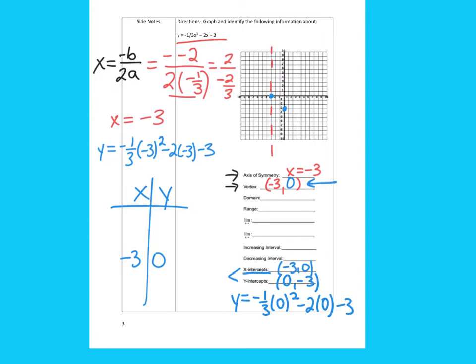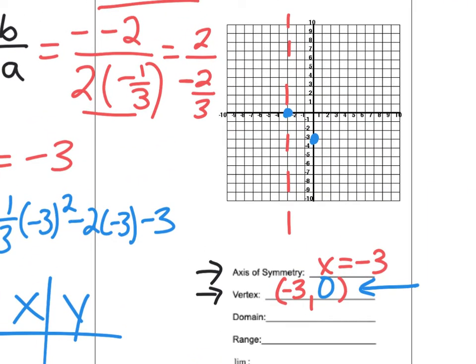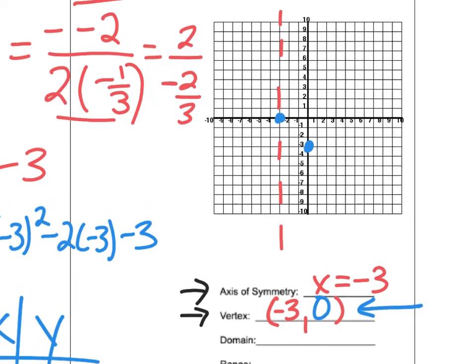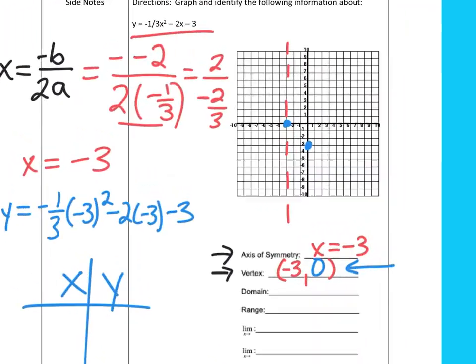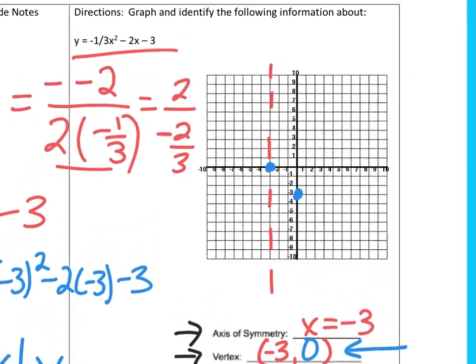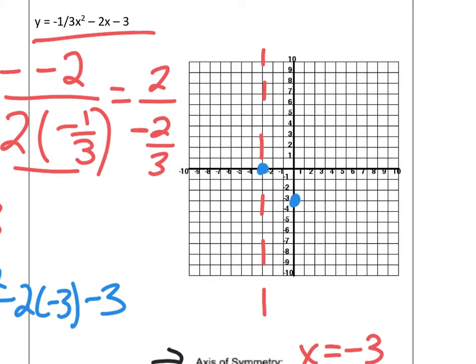Questions so far? Okay. Wait, never mind. Yeah, do you have a question? No, because it's like -1/3, so would it be going down? Yep, it is going to go down. It's going to be an upside down U. Good point. You can always look at that A value and tell if it's going to go up or down just by seeing if it's positive or negative. Okay?